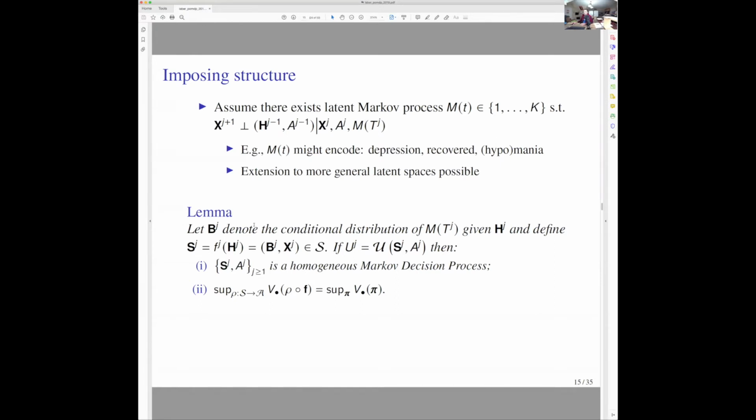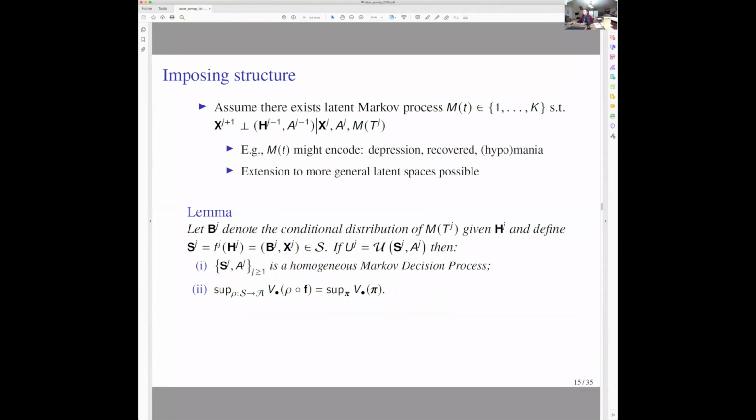So let Bj denote the conditional distribution of the latent state given the history, and define Sj, which again, remember, is our function of Hj, to be this conditional distribution and the observed state at time j, and we'll define their domain to be script S. And if the utility depends on the history only through the state s, which includes current observations, which should include utility, and this distribution, and the current treatment, then Sj, Aj is in fact a homogeneous Markov decision process. And if you maximize over static rules that just map state to actions, that's the same as maximizing over the entire space of possible regimes. So essentially, if you can get the conditional distributions of the latent state and concatenate it with the observables, then you can just treat this as an MDP, solve the MDP, and it's equivalent to solving the original problem.